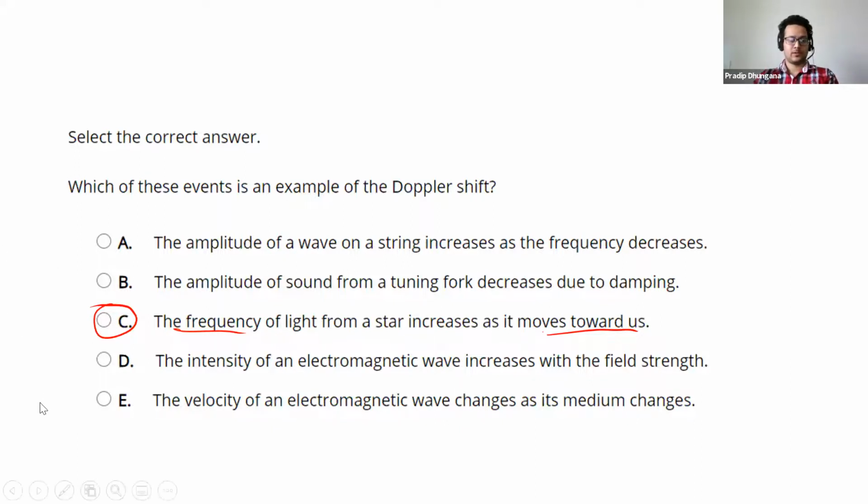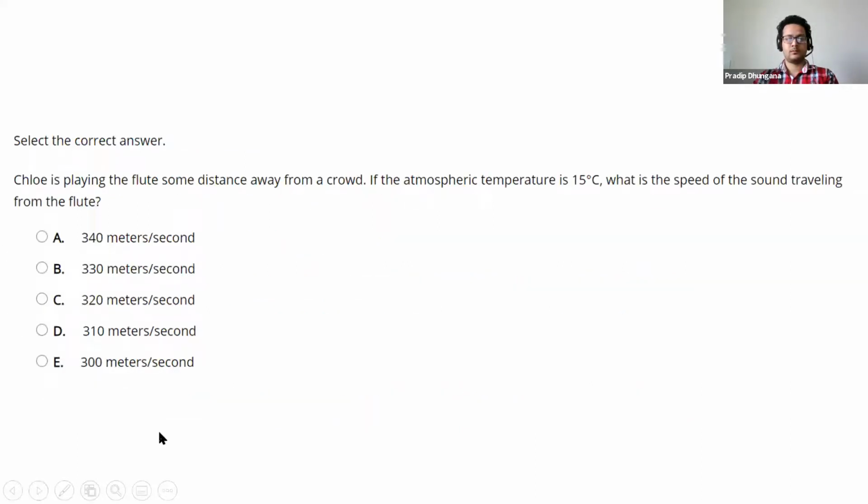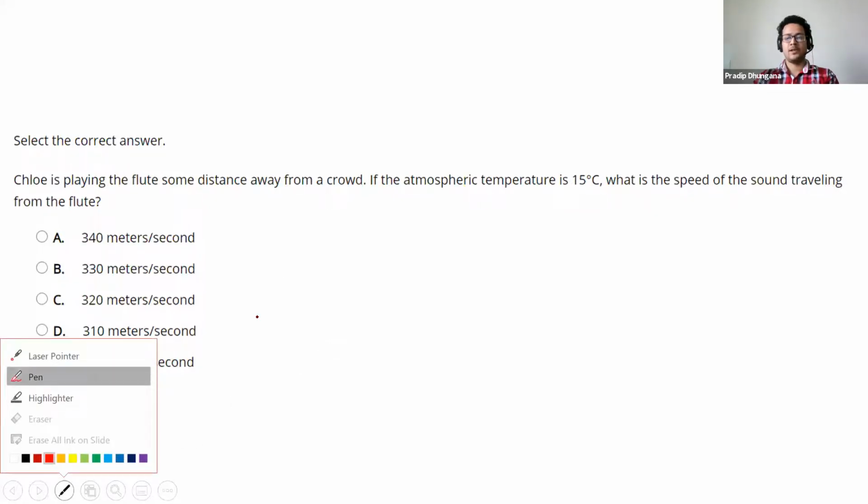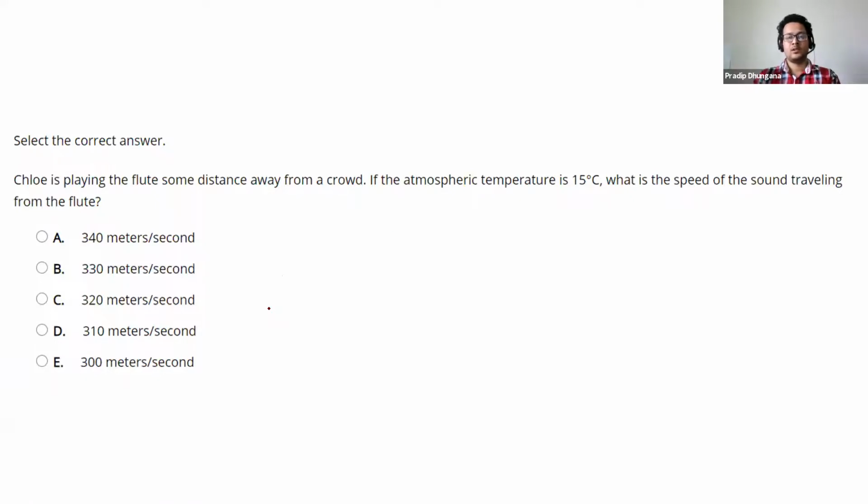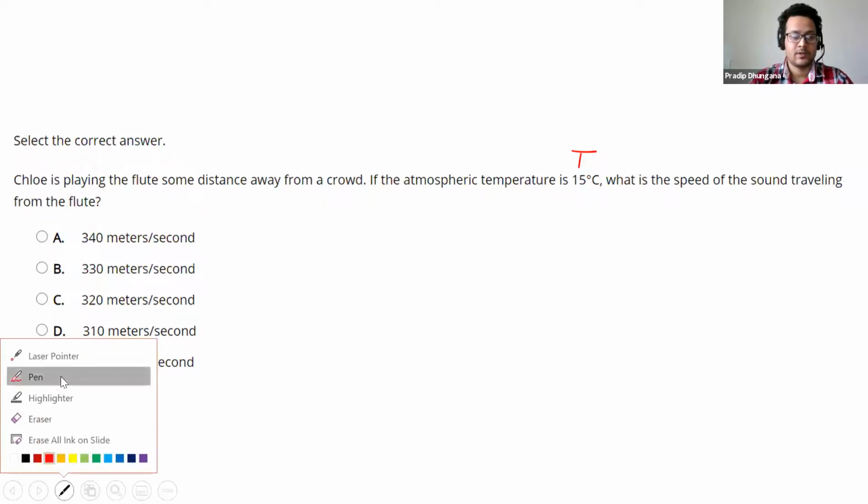Okay, now let's go to the next question. This question is about finding the speed of a sound wave at a certain temperature. Let me read this question. Chloe is playing the flute some distance away from a crowd. If the atmospheric temperature is 15 degrees Celsius, what is the speed of the sound traveling from the flute? So we have to calculate the speed of sound.